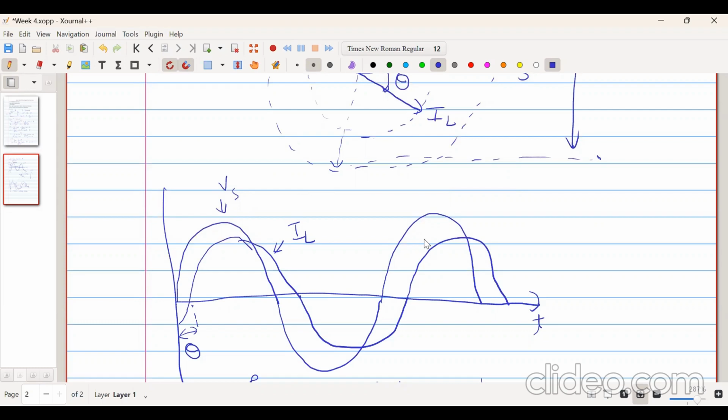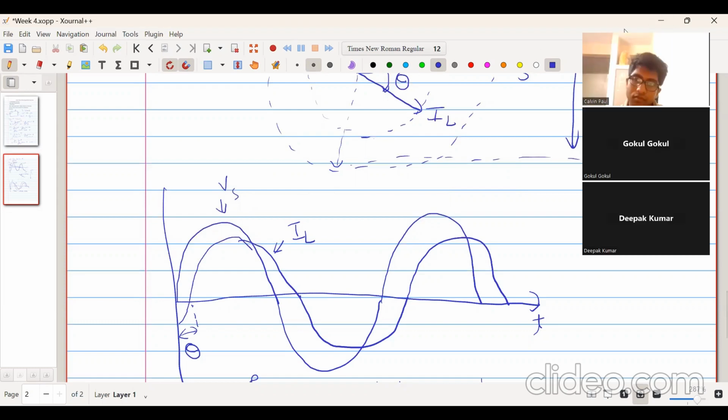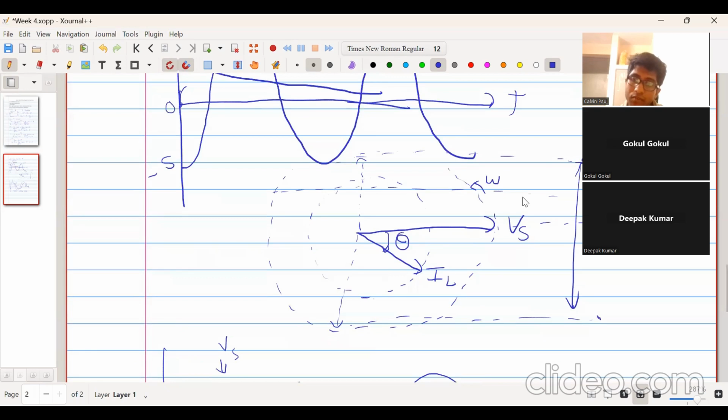Any doubts? Sir, how to write the value of Vm? How to write the expression of voltage at steady state in this phasor form?